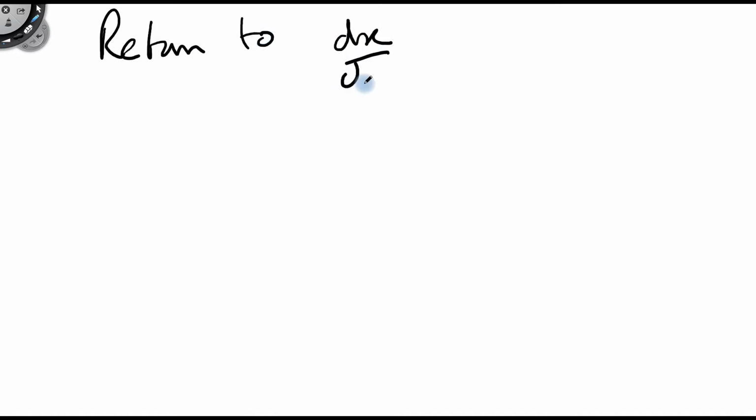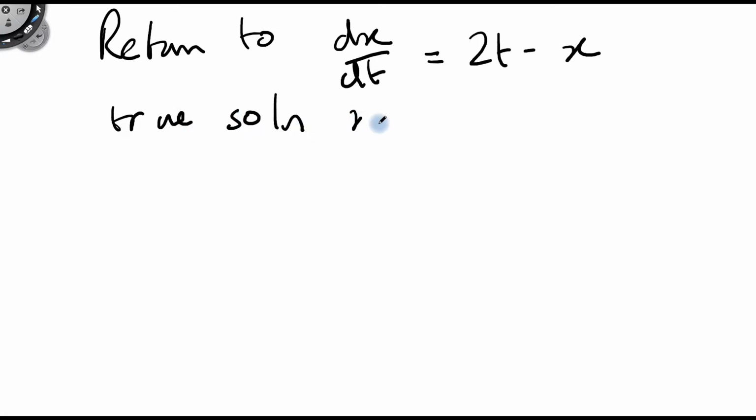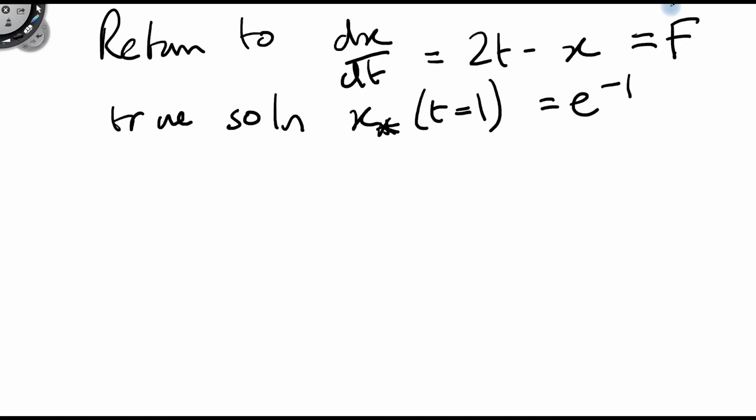So what we're going to do is return to our dx by dt equals 2t minus x. And we recall that we had a true solution of this, that x star at t equals 1 was simply e to the minus 1. Okay, so that's our function f of x of t. So we're just going to return to that.